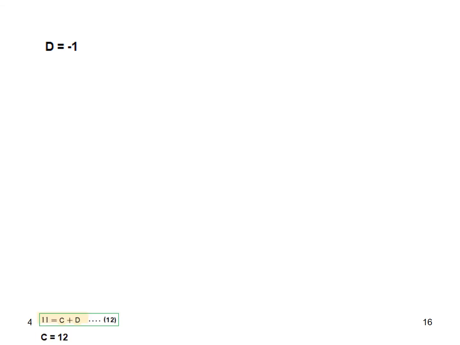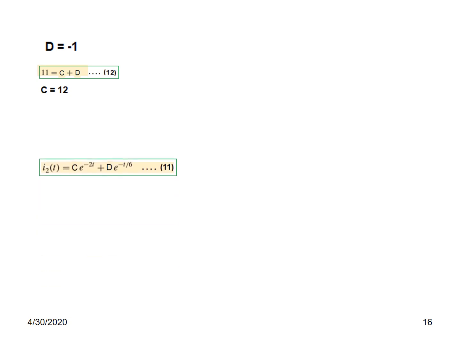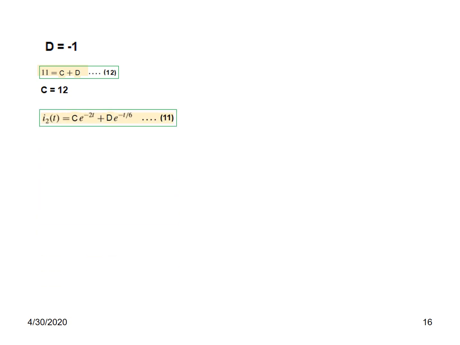So we had d is equal to minus 1, and now we plug in this value of d in equation 12 to find c is equal to 12. And now we plug in the values of c and d in equation 11 to find I2. So I2 is 12 e raised to the power minus 2t minus e raised to the power minus t by 6 amperes. So I hope, although this is a long question, that this gives you an understanding as to how to solve this. Thank you.